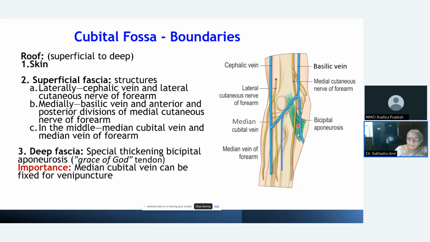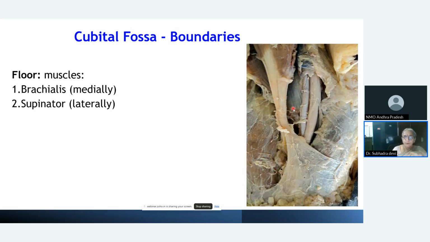Then what will be the deep fascia? The thickening is the bicipital aponeurosis, which is called the grace of God tendon. Its importance is that the median cubital vein is fixed for venipuncture because of this bicipital aponeurosis. A perforator vein pierces that aponeurosis and reaches the deep veins. That is the importance of it.